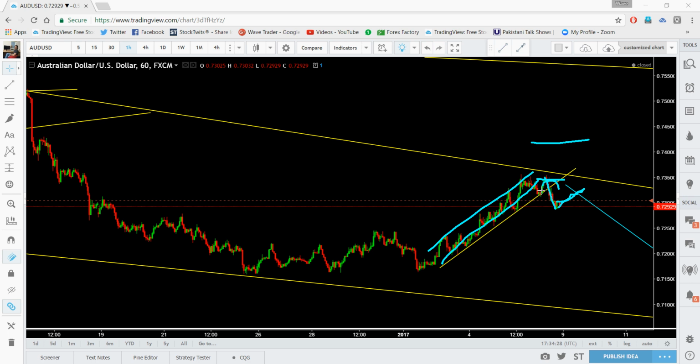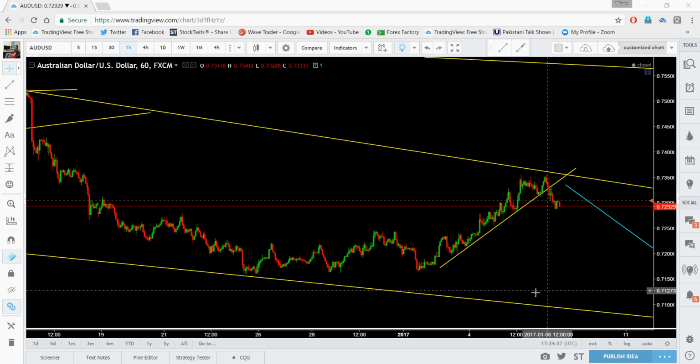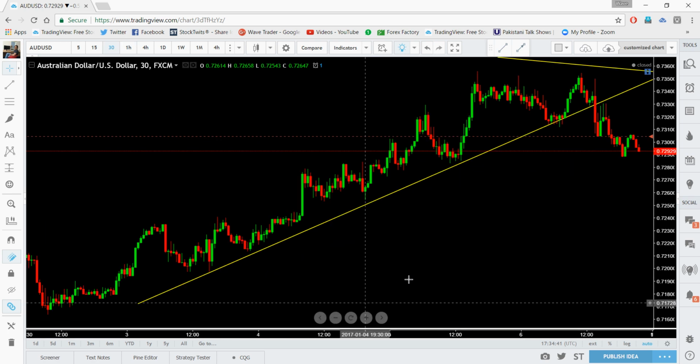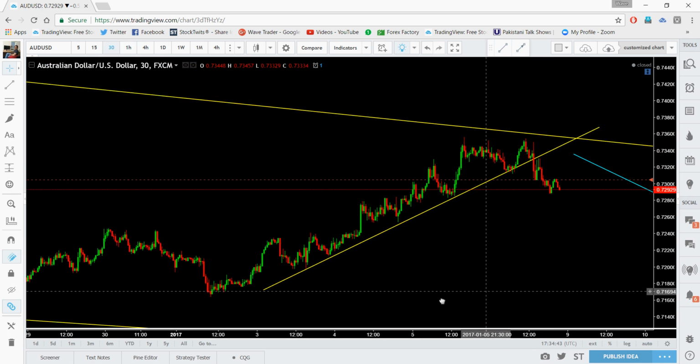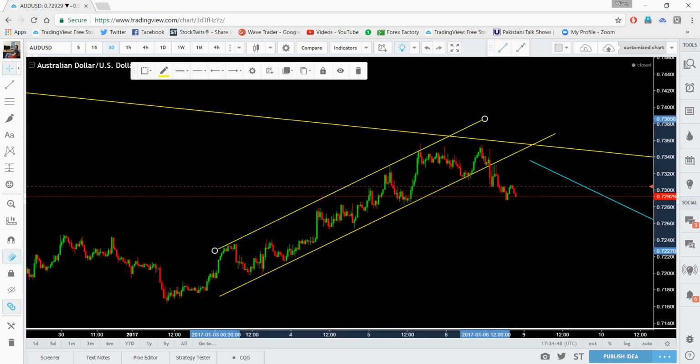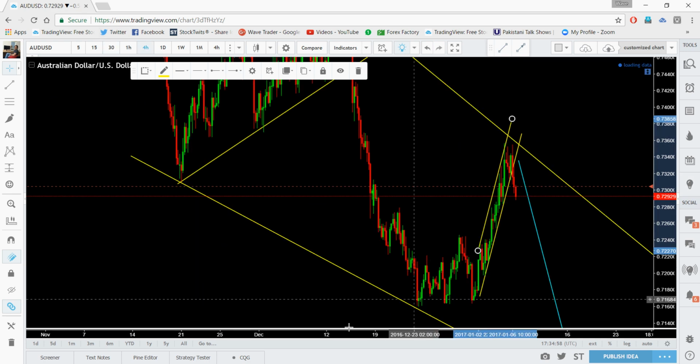You can see the trend is broken. For confirmation you need to watch for the continuation pattern. I have just spoken about this. Yeah, the channel is broken for the impulse. Now for continuation you need to watch for the trend continuation pattern. Same like Australian dollar and CAD.